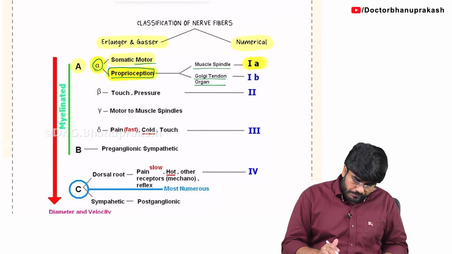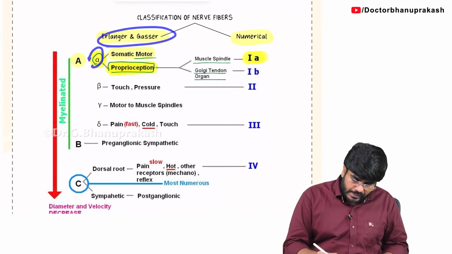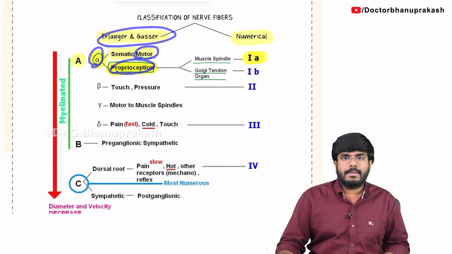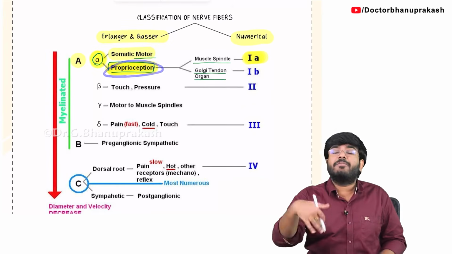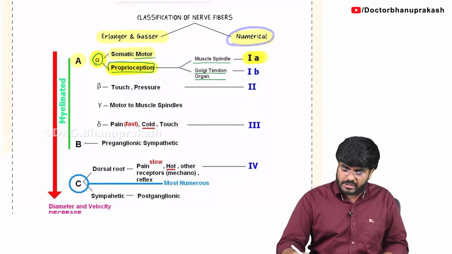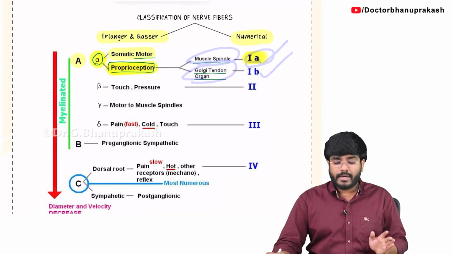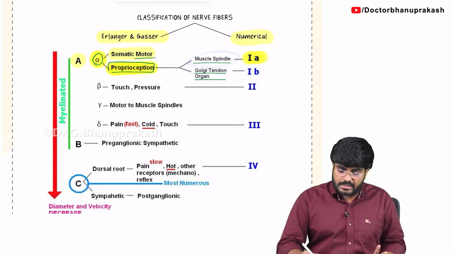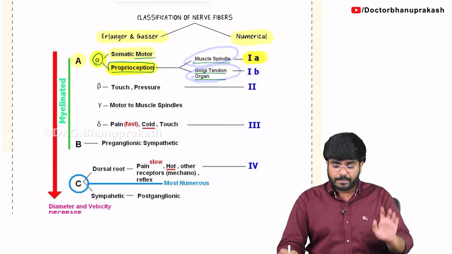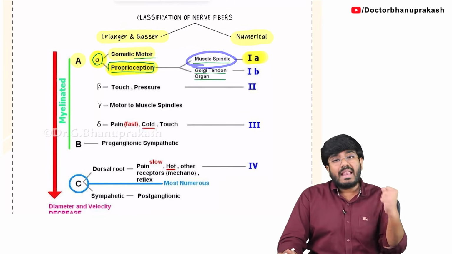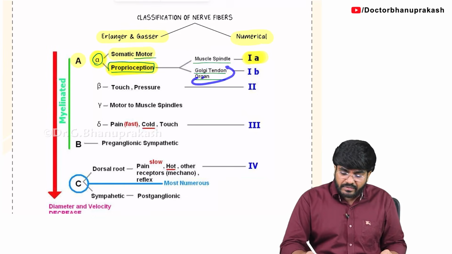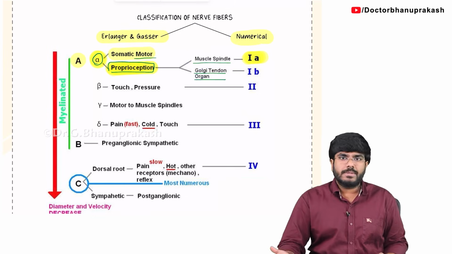So according to the Erlanger and Gasser classification, A alpha is motor as well as sensory. These sensory fibers are given a different name in the numerical classification system, that is 1A and 1B. 1A is from the muscle spindle, 1B is from the Golgi tendon organ. Muscle spindles are receptors, Golgi tendon organs are also receptors. One is giving the information about the length of the muscle fibers, the other is giving the information about the tension pull on the tendons.